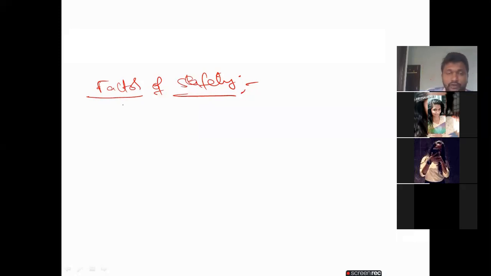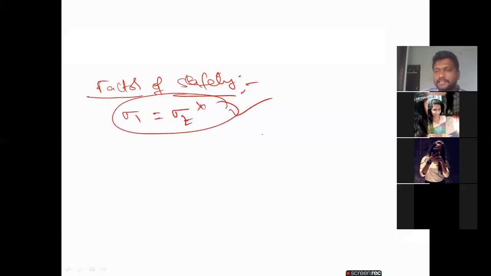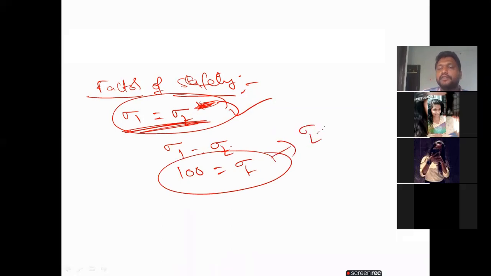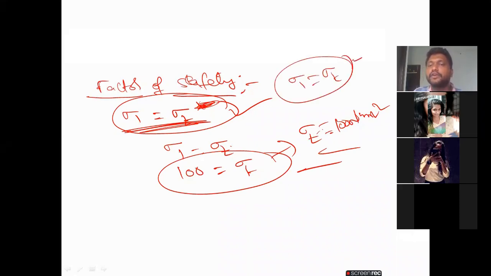Now, as per the principal stress condition, sigma 1 equals sigma t. Here sigma 1 is 100, so sigma t is automatically 100 Newton per mm square. As per the principal stress theory, sigma 1 equals sigma t, don't forget this one, and sigma 1 is greater than or equal to sigma t star. These are the two conditions we always have to keep in mind while calculating the maximum principal stress theory.